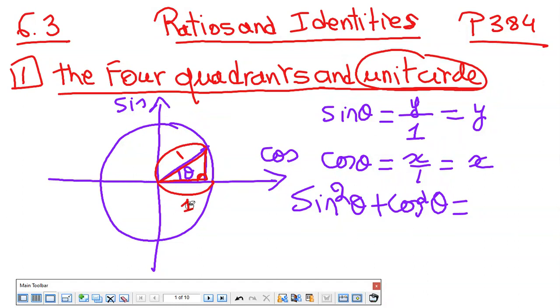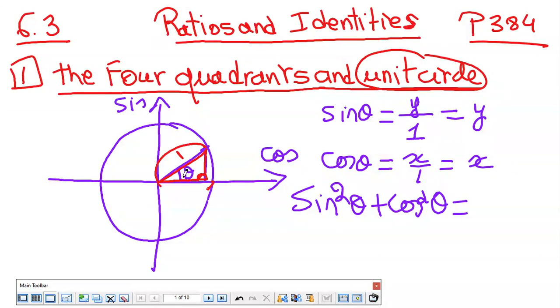So what is sine? We know that SOHCAHTOA, sine is opposite over hypotenuse. I don't need this part, that's why I'm erasing it. So what is the opposite side here? The opposite is y, because this is the y-axis. So it's y over 1. So sine theta is y. That's why the y-axis represents the sine of the angle.